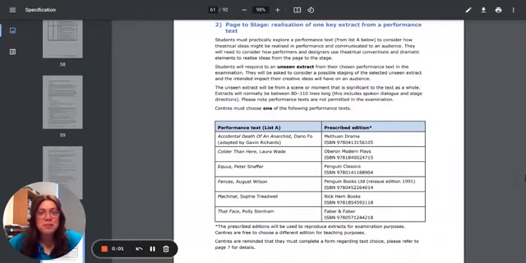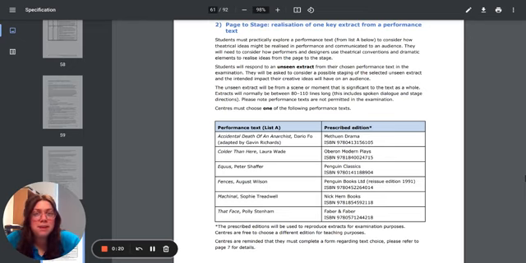Hi, welcome to this revision guide for section B of the component 3 drama and theatre studies written exam. We're focusing on Machinal for our section B part of the exam, and this is called page to stage.